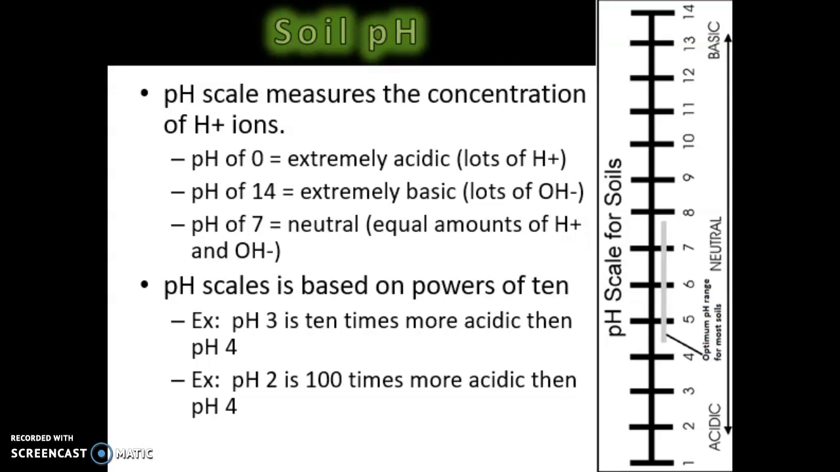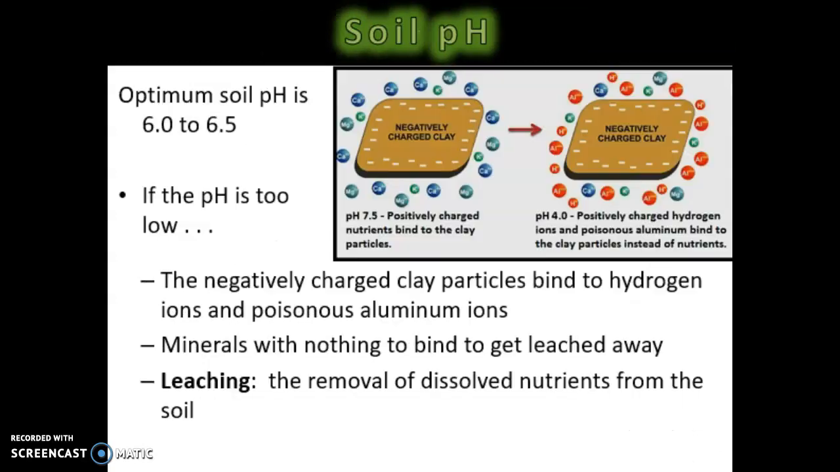Now, if we look at the pH of soil, ideally your soil pH is going to be somewhere between a pH of 6 and, even though it says 6.5, really a pH of 7 is fine. So anywhere from 6 to 7. That means that most soil is slightly acidic. The problem is that a lot of times the pH level of that soil is getting lower and lower and lower. Therefore, the soil is becoming more acidic over time.